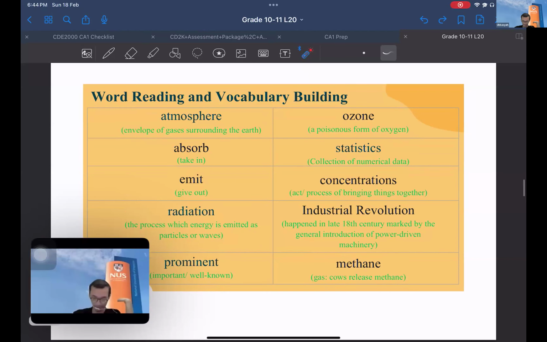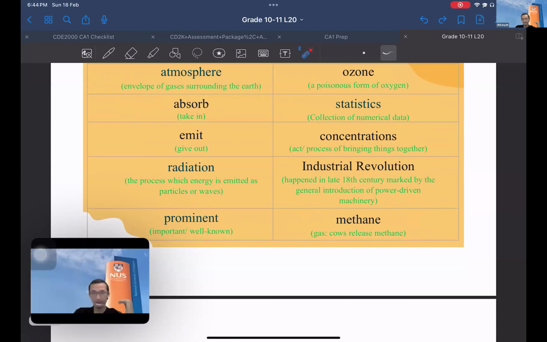Yeah, small meters. Radiation. All right. So radiation is the process in which energy is emitted as particles or waves. This one is very, very technical. It's under physics. It's just basically how energy is transported from one source to another place.